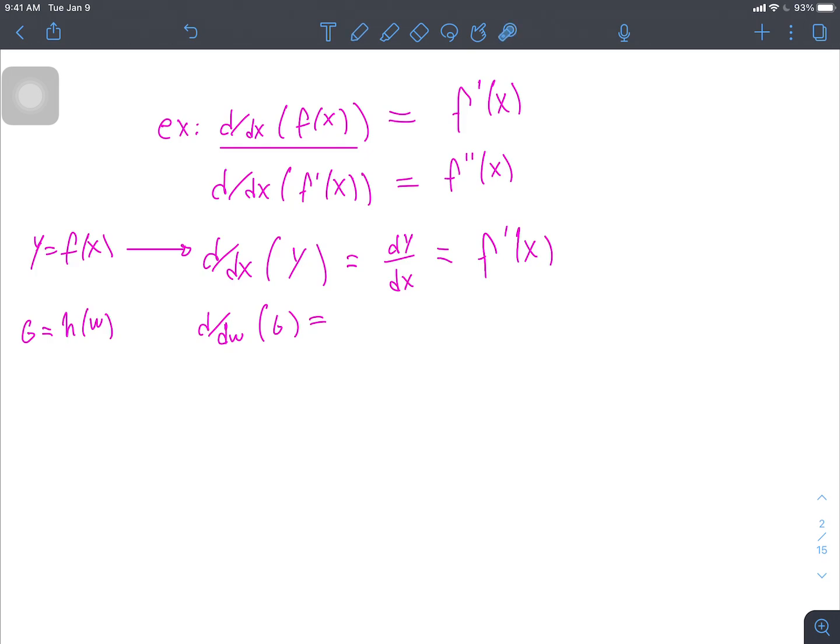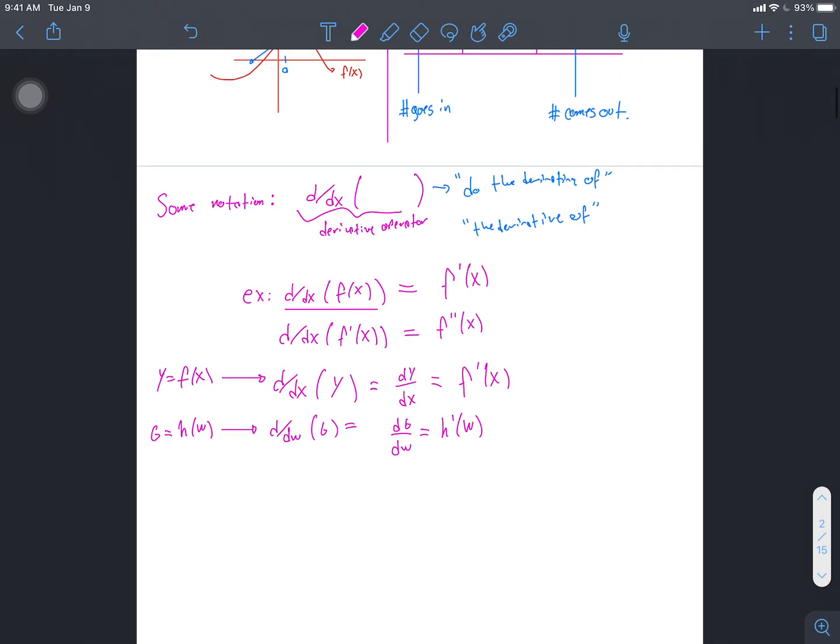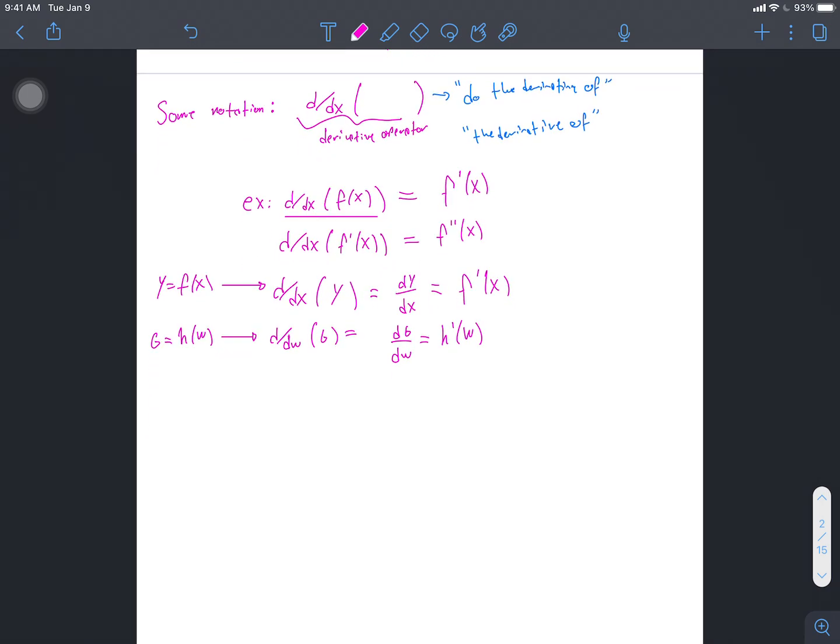Same deal: if g is equal to h of w, it doesn't matter if we change the letters. We can do d/dw, which just means take the derivative with respect to w of this function. So we're just going to get dg/dw, which is the same thing as h prime of w. So that's just a little notation. Anyone have a question about this operator notation here? I'm going to use it a little bit today.